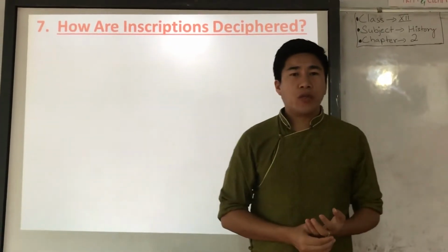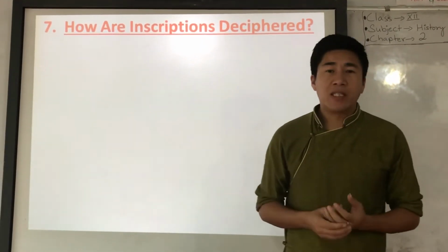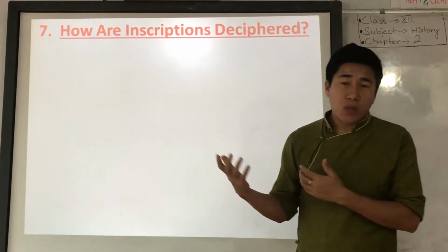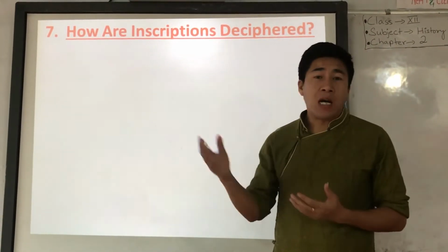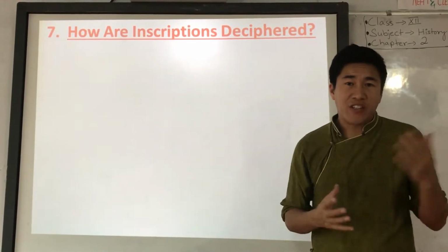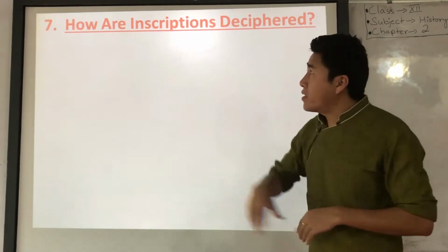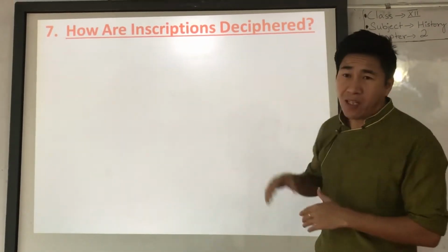So today we are going to finish our chapter number 2, that is Kings, Farmers and Towns. In the last video we discussed towns and trade in urban centers in ancient India. Now today we are going to discuss point number 7, that is how are inscriptions deciphered.